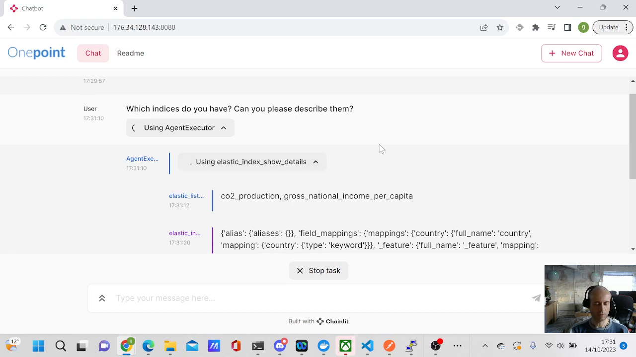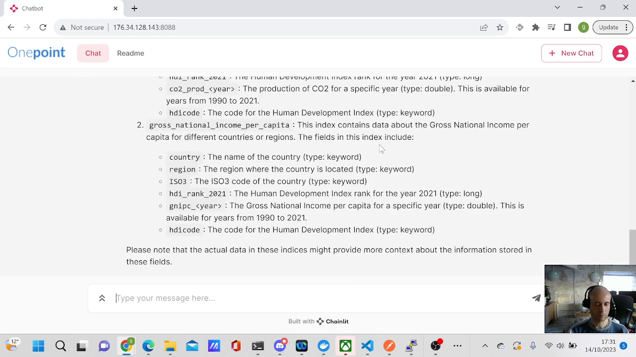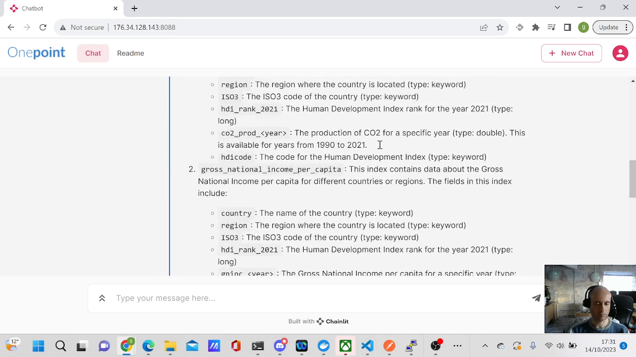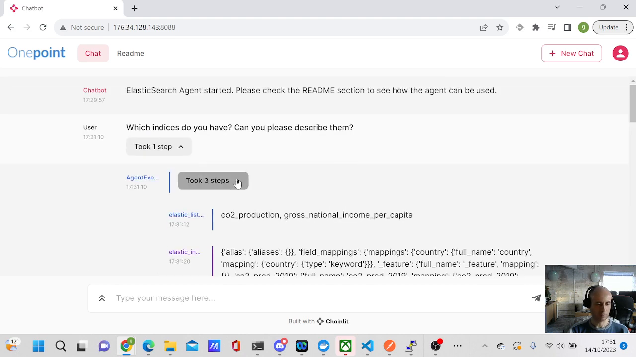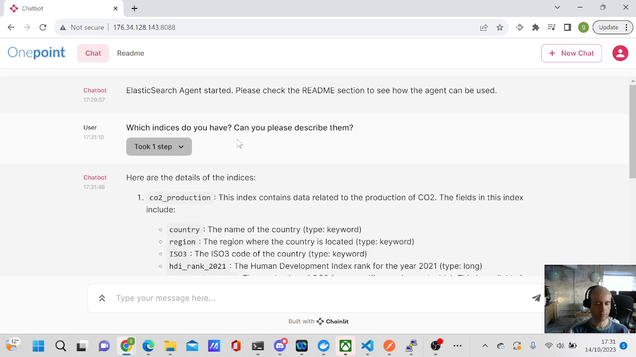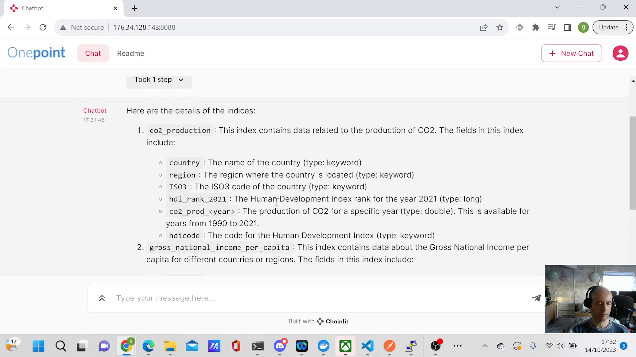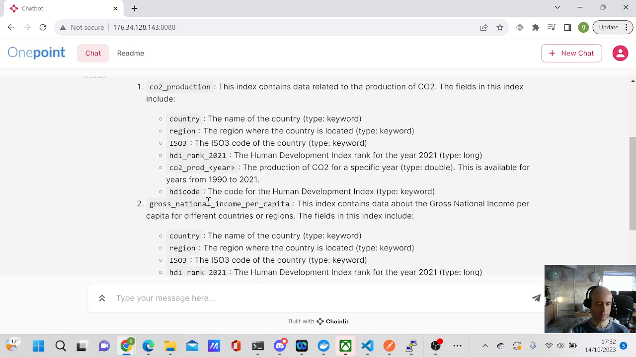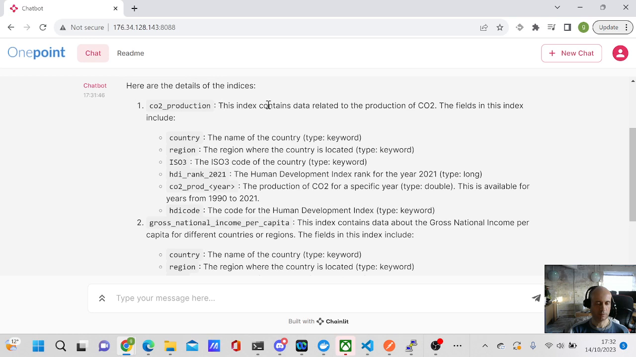Let's see how much time it takes. It takes some time. Okay, so we have an answer. Let's analyze it. We are using Chainlit to basically display the steps that were executed by the agent. So it found two indices, and that's accurate. There is one index about CO2 production, and another index about gross national income per capita. It says that this index contains data related to the production of CO2.